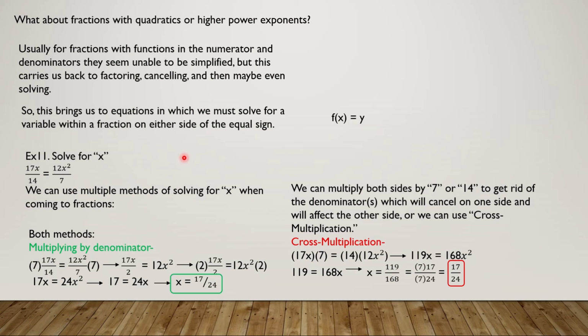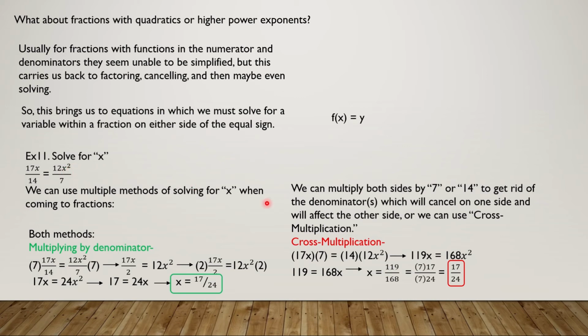Well, when we have an equation on either side, we're saying that there's some sort of value for whatever variable we use. In this case, we use x. Most of the cases you use x. But there's a value for x in which it makes this equation true. Without that value, this equation is not true. So in this example, we have 17x over 14 is equal to 12x squared over 7.